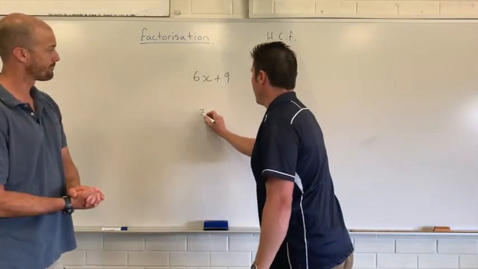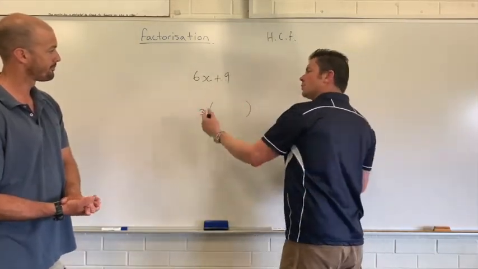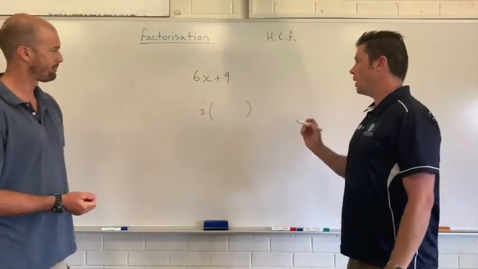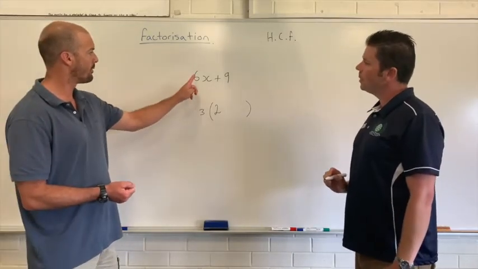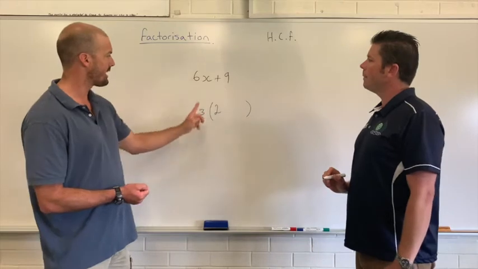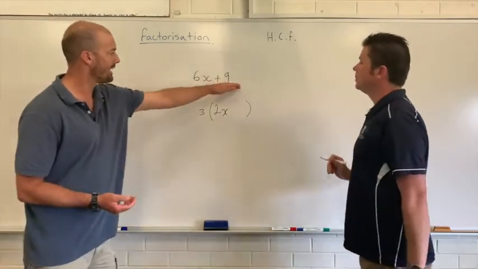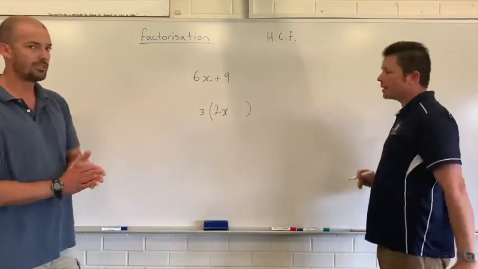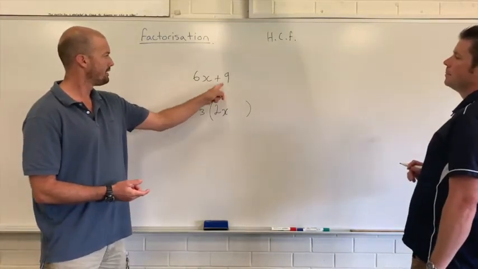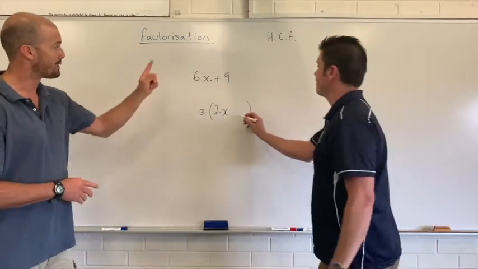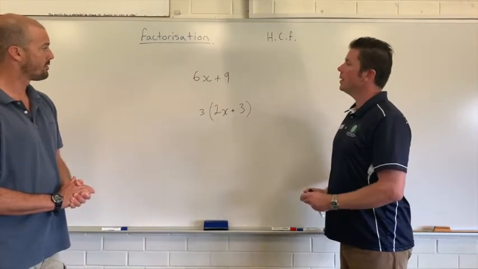Let's try 3. We put a bracket and pull 3 outside. How many times does 3 go into 6? Twice, so we put 2. The x has to stay inside the brackets, because this term has an x but the other doesn't, so it isn't part of the highest common factor. If that was 9x, we could put 3x outside. Then 3 times 3 gets 9, and it's positive. So 3 outside of 2x plus 3 is how we factorise that one.